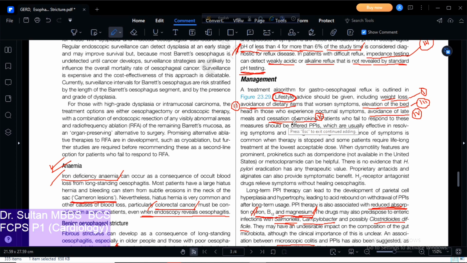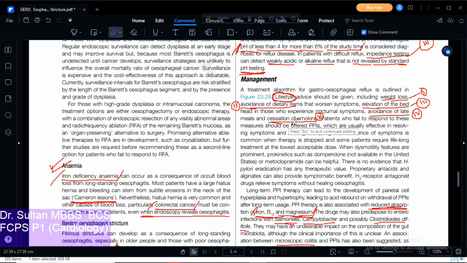Elevation of bed in the head side. Okay. The people in the old age, or the people that complain of heartburn when they lie down, in those patients you have to advise them to elevate the bed in head side, okay. So they will not have the regurgitation, they will not have the contents of the stomach jump back into the esophagus, okay. So you have to advise them to elevate the bed in head side, okay.